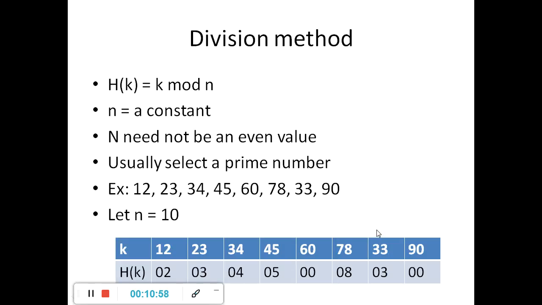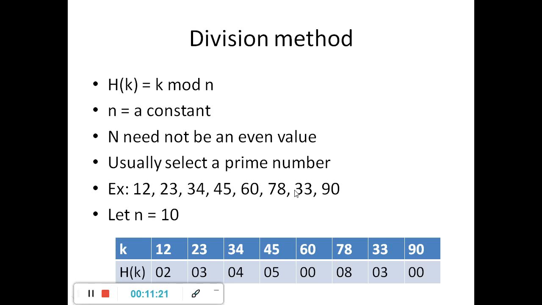The second method is the division method. It is defined as h of k equals k mod n, where n is a constant and k is the input or the value of the key. Please note, n need not be an even value. It can be any number, but research has shown that n is usually selected to be a prime number.